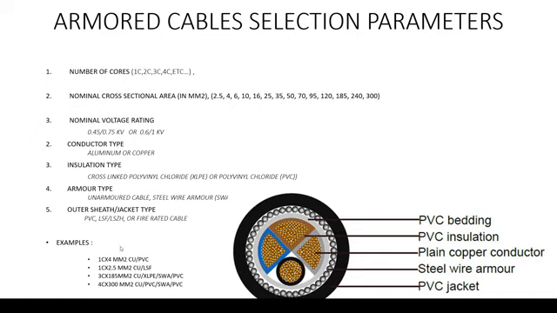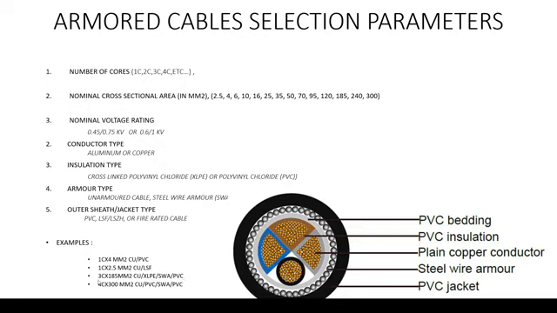So these are examples. For example, you would say 1 core into 4 mm Cu/PVC. This would be a wire. 1 core into 2.5 mm Cu/LSF. This is again a wire. Then you have an armored cable, for example, 3 core into 185 mm Cu XLPE SWA PVC. You would read it like that.